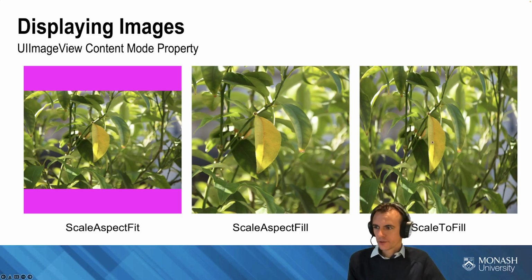Then the final one of these options is scale to fill, and with scale to fill, it stretches the image in both directions. So as the name suggests, you don't keep the aspect ratio the same. So you can see this leaf that did look like this shape is kept the same in this one, and in this one, it's basically stretched the image vertically to fill this space and fill this space.